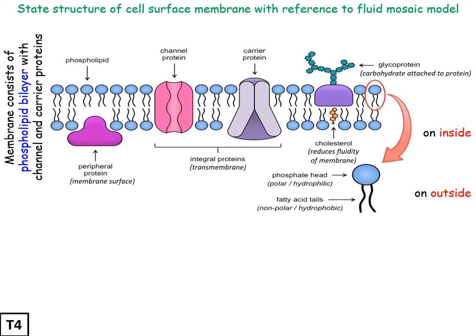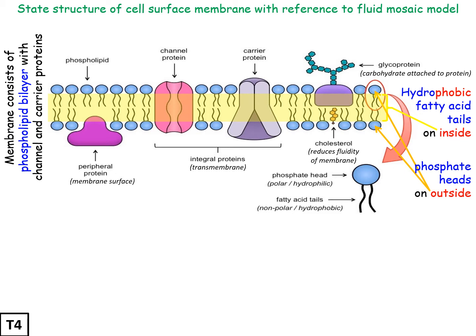The phospholipids themselves form a bilayer, and on the inside you can see that there are fatty acid tails, and that's because these fatty acid tails are nonpolar, so they are hydrophobic. They can't form hydrogen bonds with water, so therefore they like to be on the inside. On the outside of the phospholipid bilayer you have phosphate heads, and that's because these phosphate heads are polar and can form hydrogen bonds with water, so they are hydrophilic.